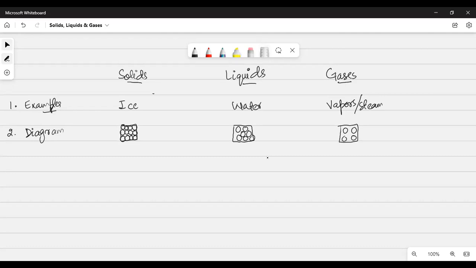I shouldn't be actually drawing this. If I do that, they won't be irregular. So let's draw some particles irregularly, like this. Okay, so what I tend to explain is the arrangement. Now these diagrams are going to help you a lot with this. The arrangement with the words we tend to use are regular or irregular.